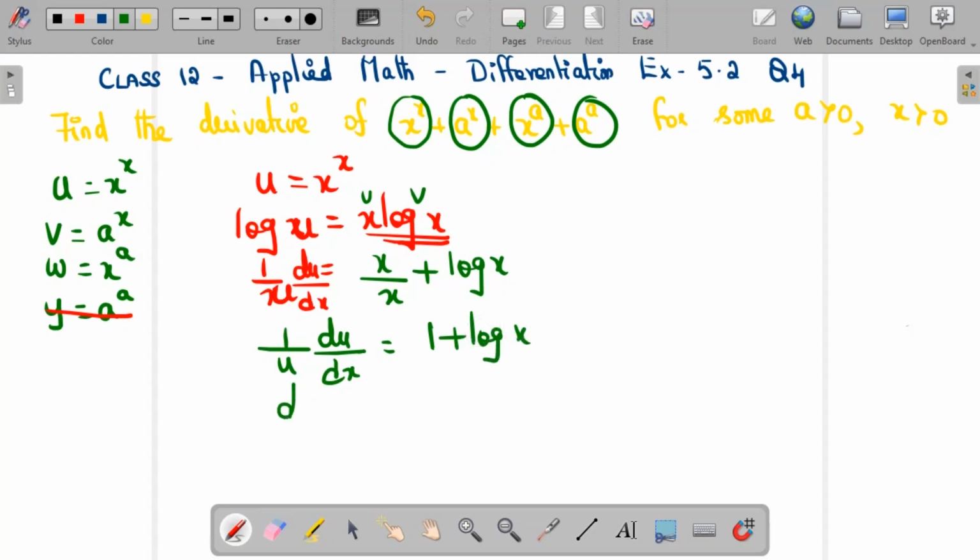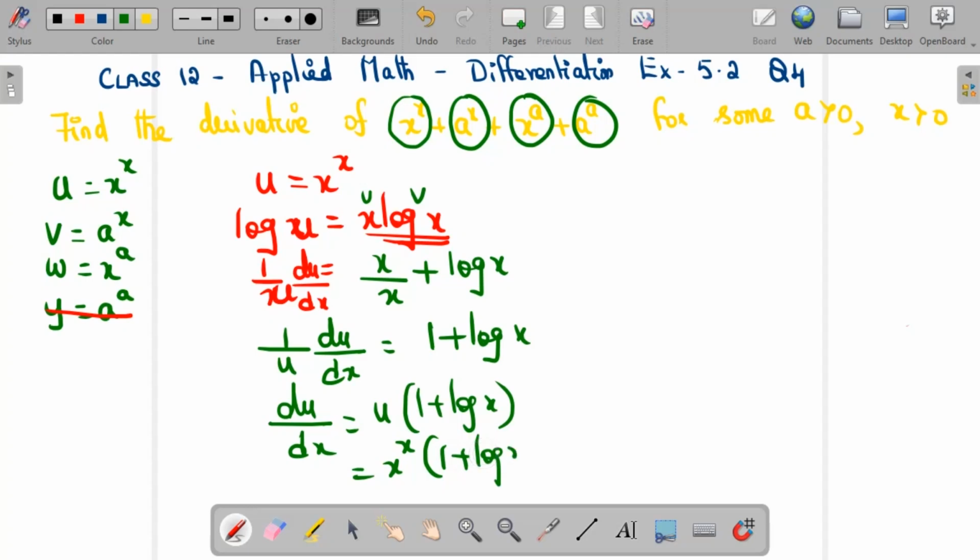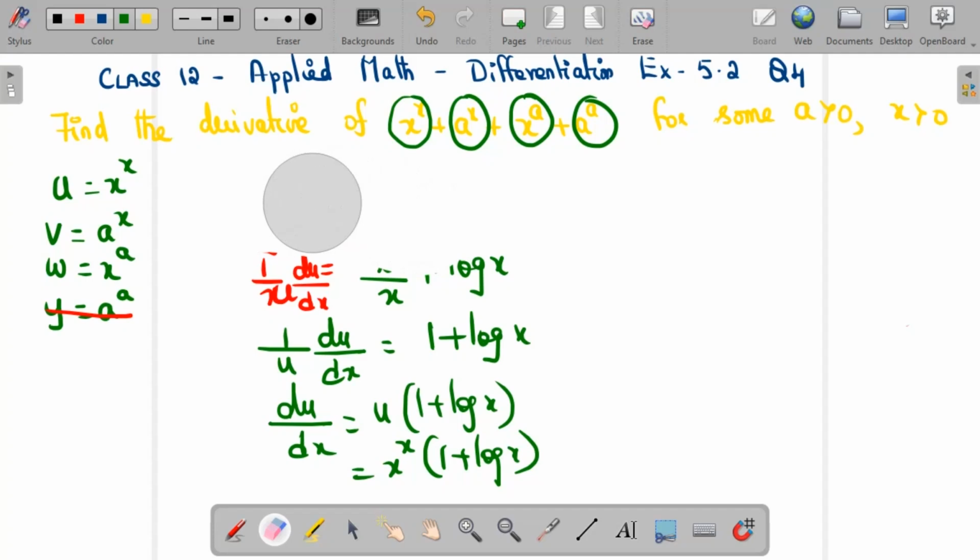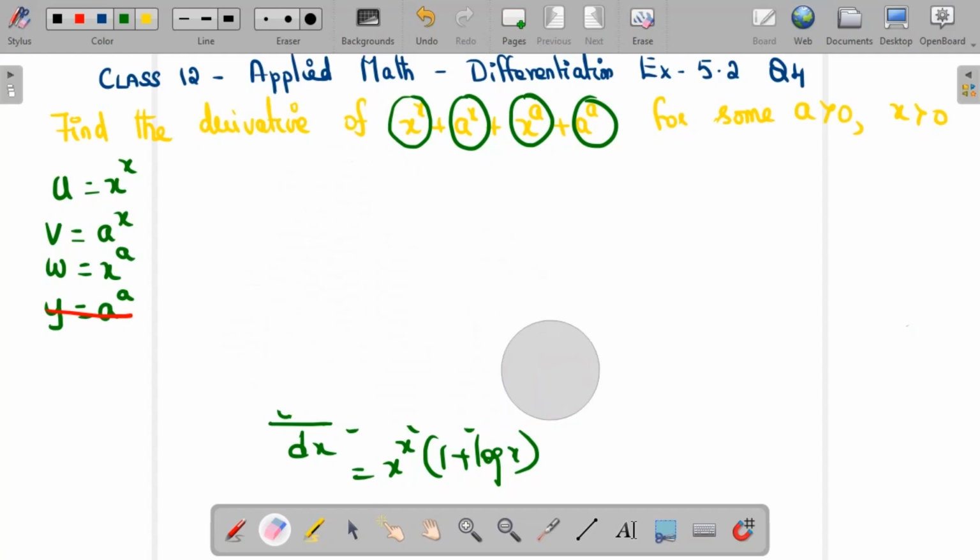So the next step, du by dx is equal to u into 1 plus log x. Now what is u? It is x power x, so into 1 plus log x. Now we are going to keep this aside because we are going to write it in the final answer separately. So let's note down the final answer against what we have defined as u. The differentiation of this particular expression is x power x into 1 plus log x.